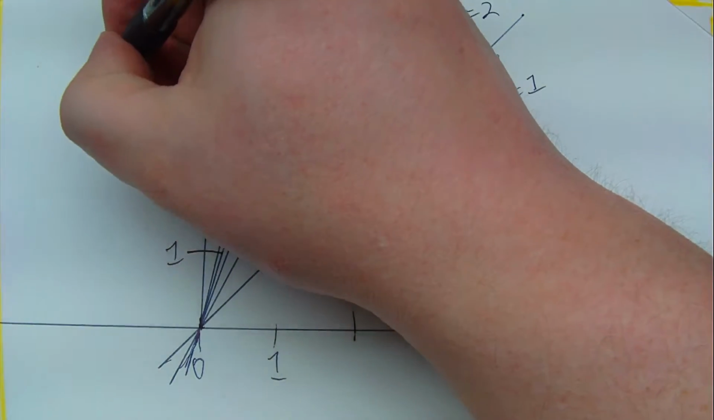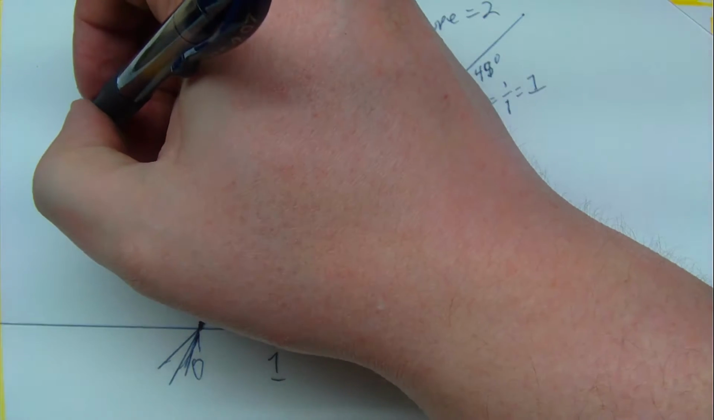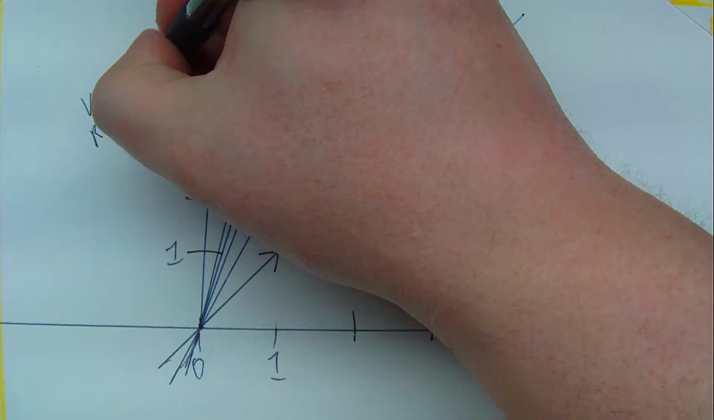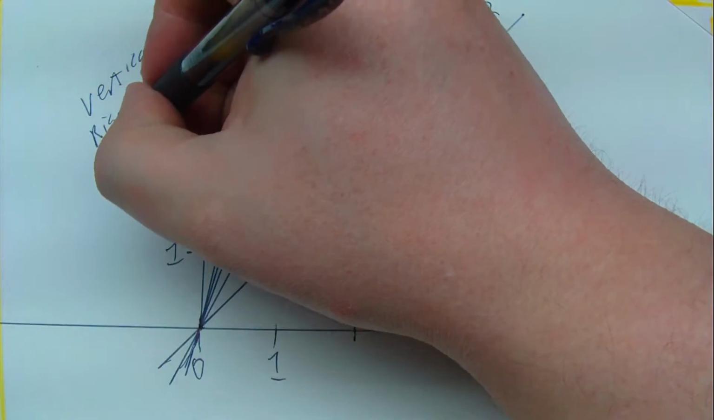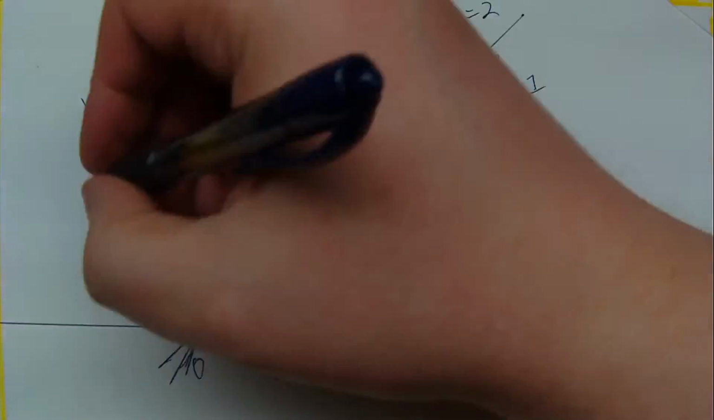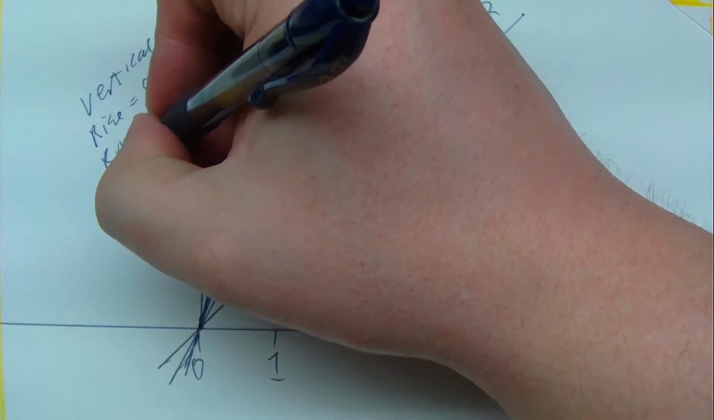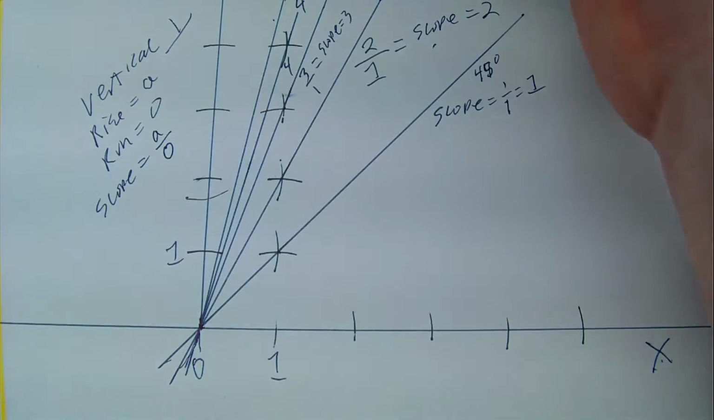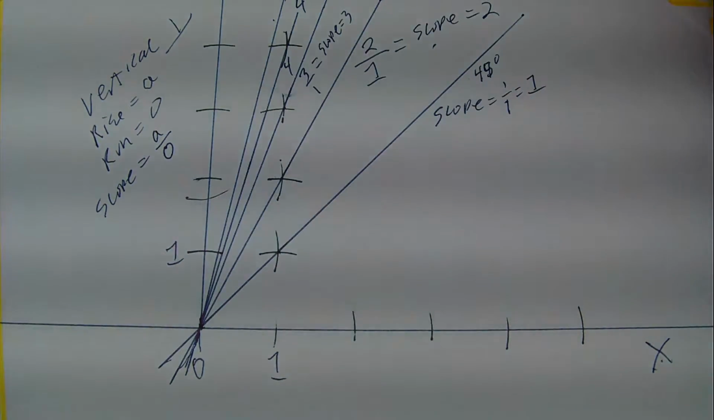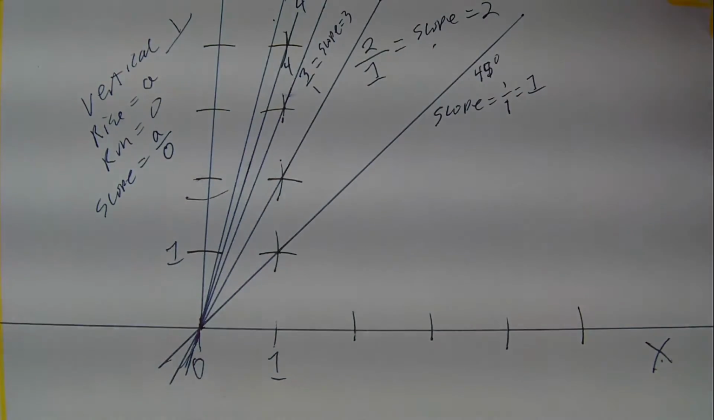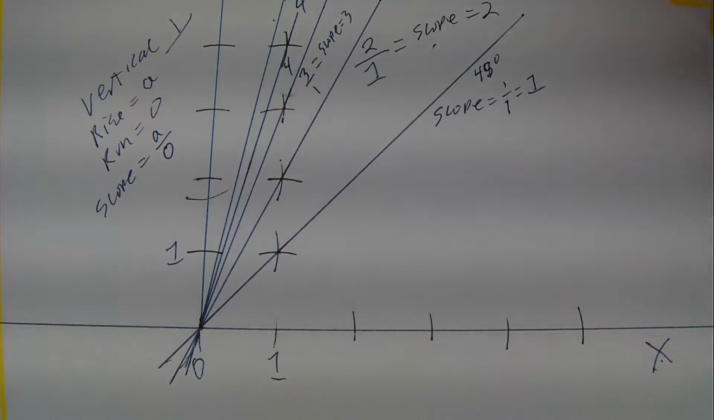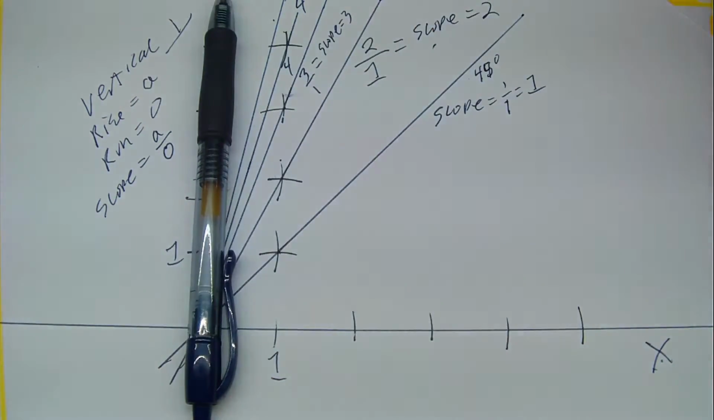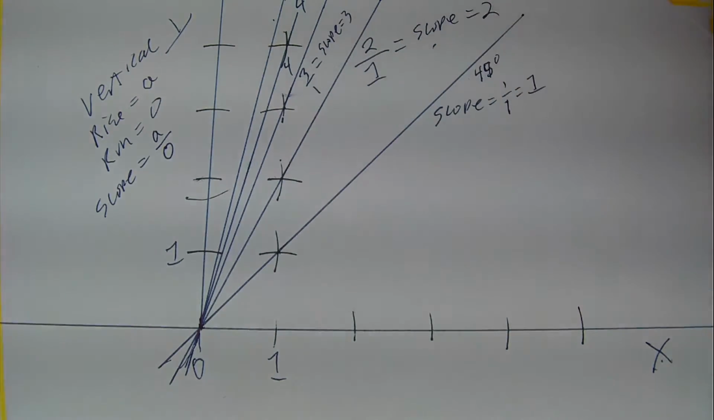So on vertical, my rise can be anything. My run equals 0. So the slope equals something divided by 0, which I can't solve. That's beyond infinity. So I can't solve that one. It just doesn't exist. So I can't have a slope for vertical. That's infinitely steep.